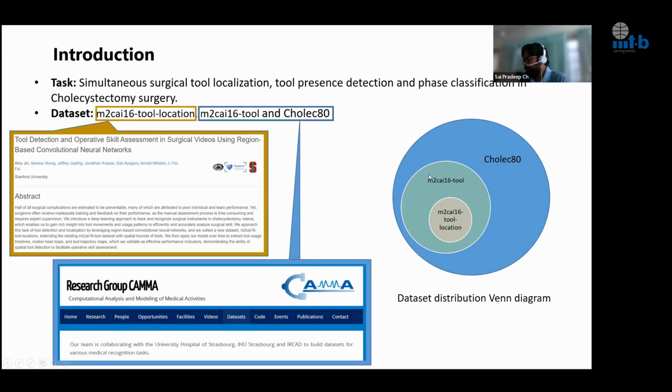Right. So this particular dataset will provide only the tool presence. That means whether each frame has a particular tool in it or not. And the M2CAI16 tool location dataset provides the bounding boxes of a few of the images. So each one is a subset of the other. This is a data distribution Venn diagram.